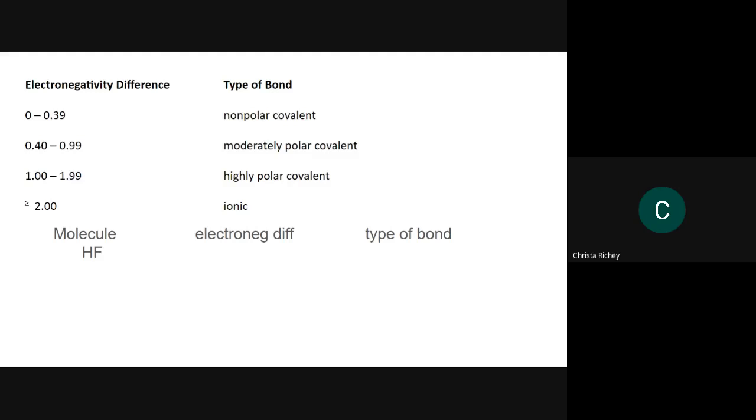What is the number for hydrogen? 2.20. What's the number for fluorine, the F on the right hand side? 3.98. Okay, so subtract them: 3.98 minus 2.20. Do y'all see where I'm getting these from? Hydrogen is 2.20, fluorine is 3.98. When you subtract them, it is 1.78.